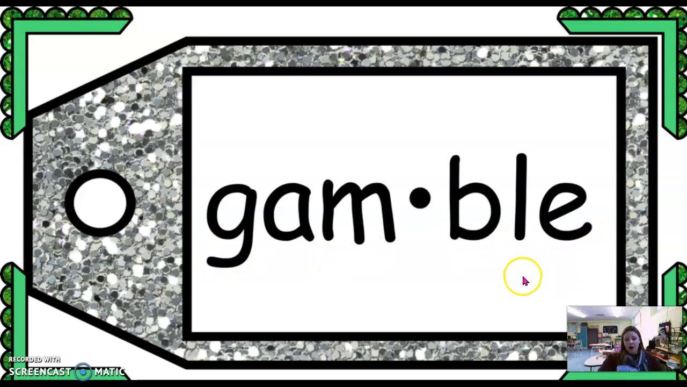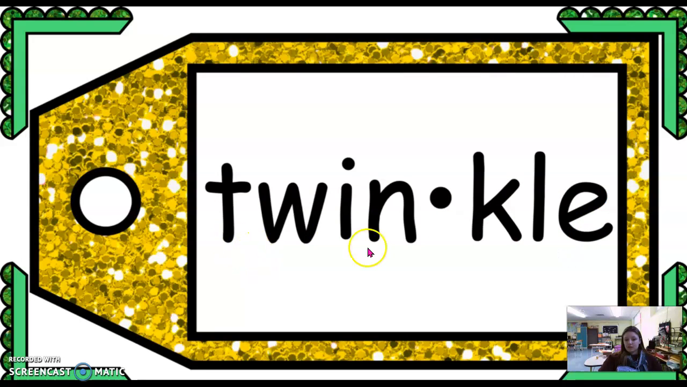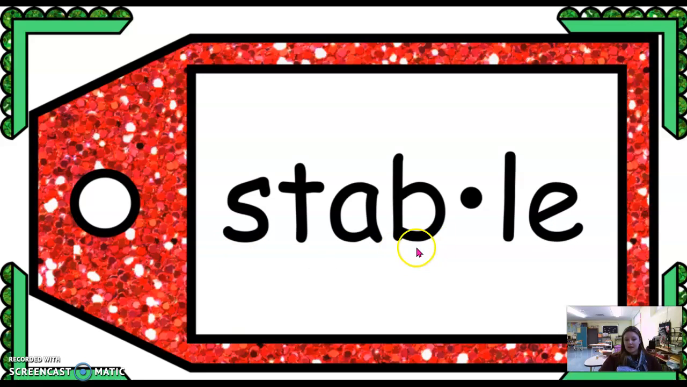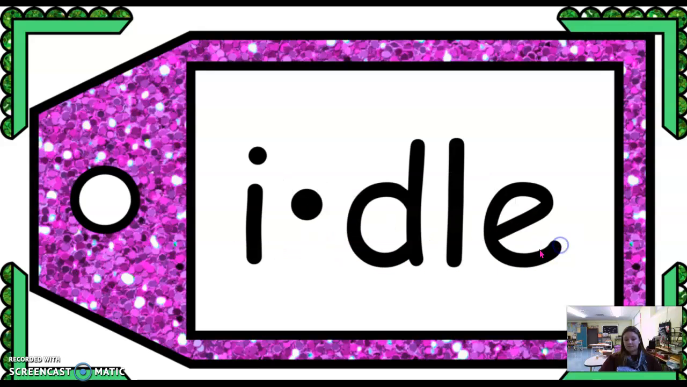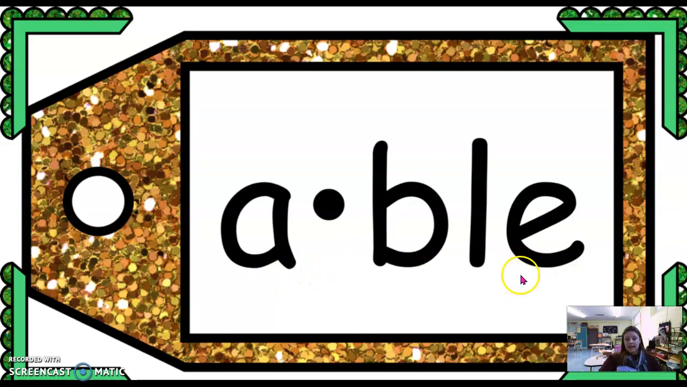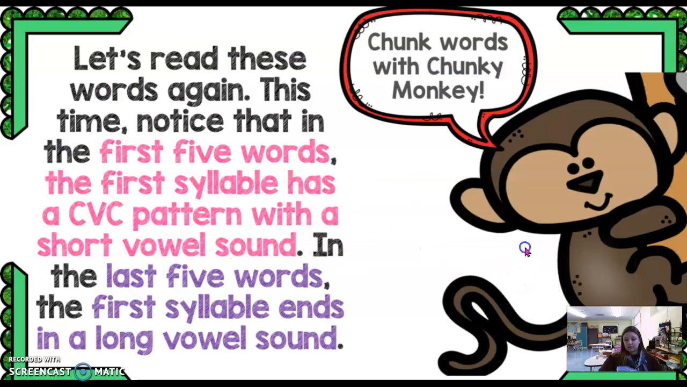Gamble. Temple. Twinkle. Stable. This one doesn't really follow it. Stable. Cradle. Idle. Able. Needle. We're going to read those words again.